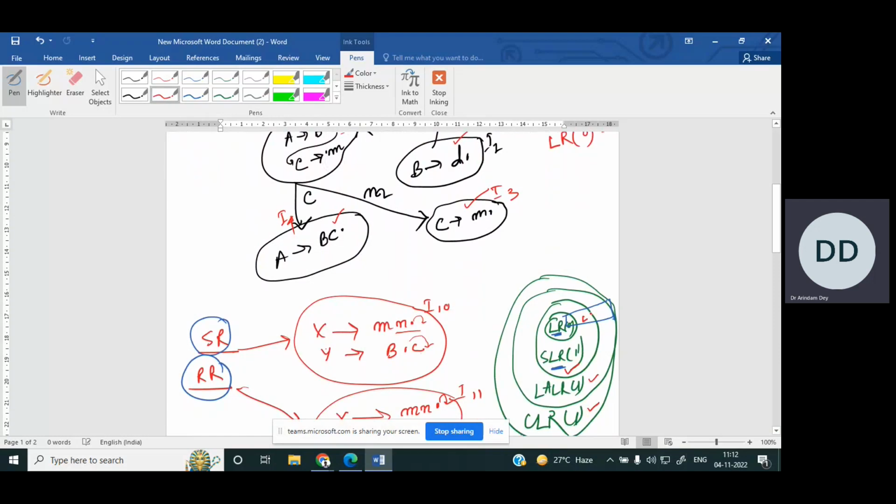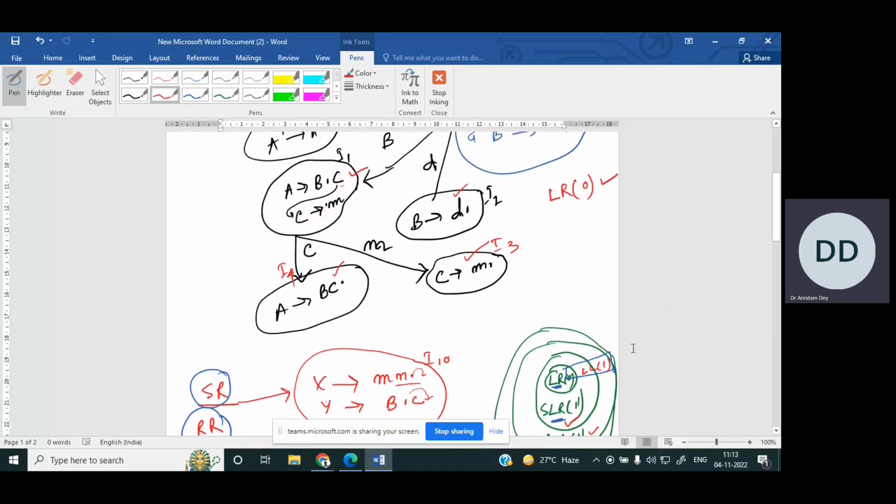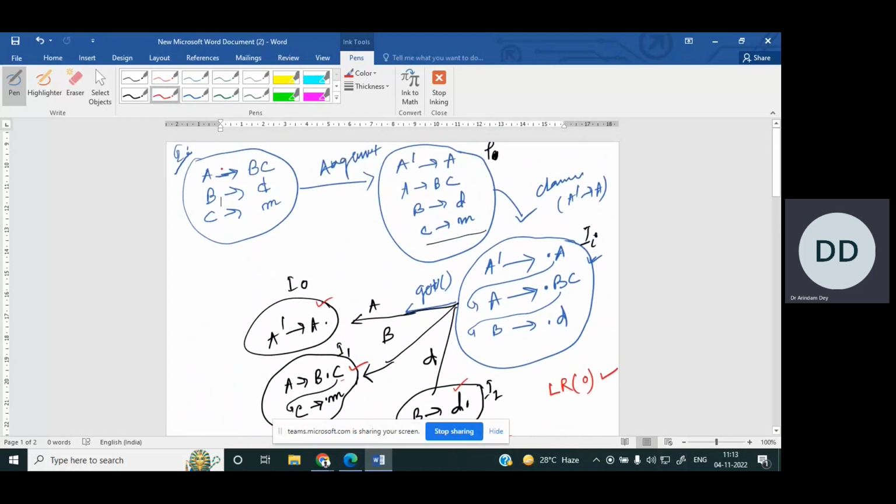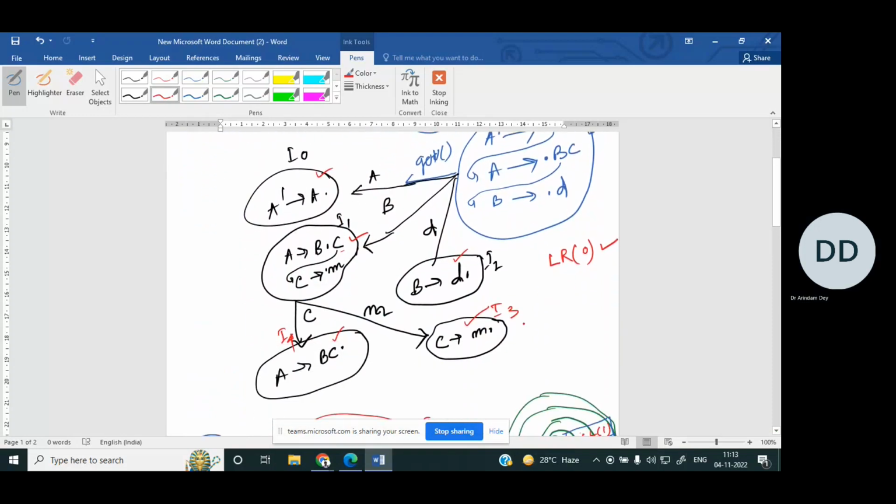But certainly I cannot tell whether the grammar is LL1 or not, right? Because it may belong to that region. That is different. Now, one thing is sure: if the grammar is LR0, then definitely SLR1, LALR, and CLR it will satisfy. So the first thing, the grammar that we have taken today is LR0.